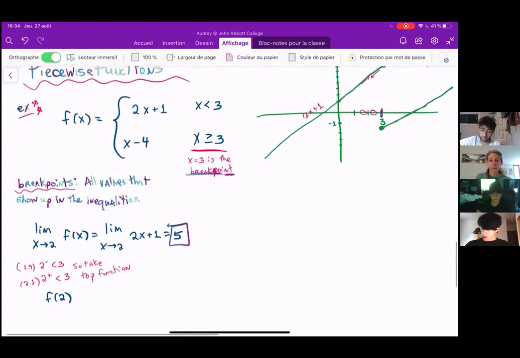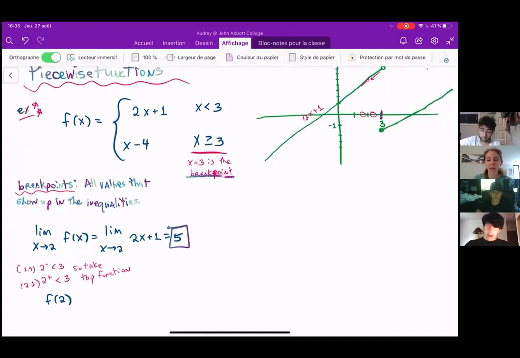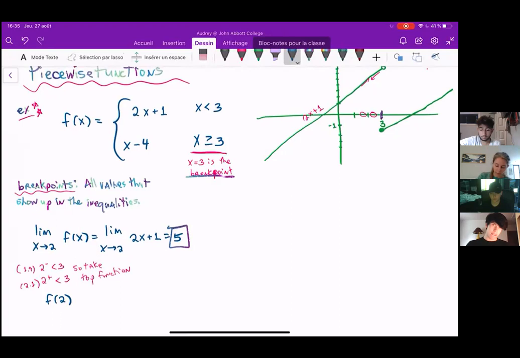Doesn't exist. This is telling me to look at the interval where 2 itself is. Where is 2? Not 2 from the left, not 2 from the right, but 2 itself. Is it on the top or the bottom? The top, sorry. The top. So 2. In this case, I'm looking at 2 itself.